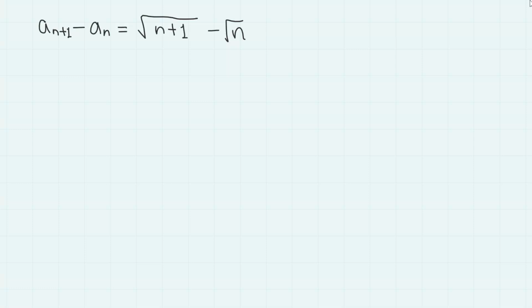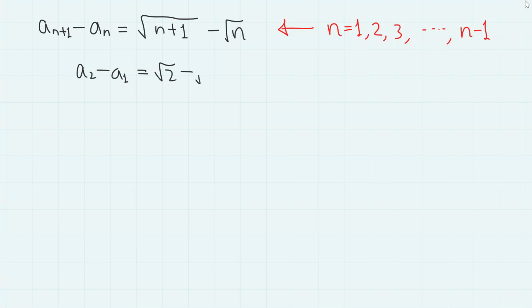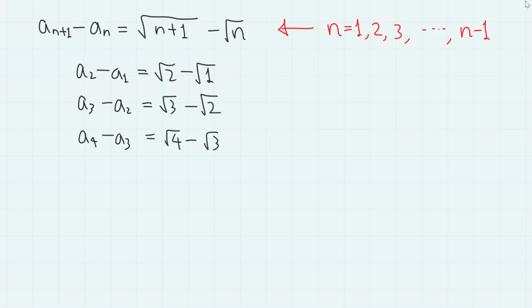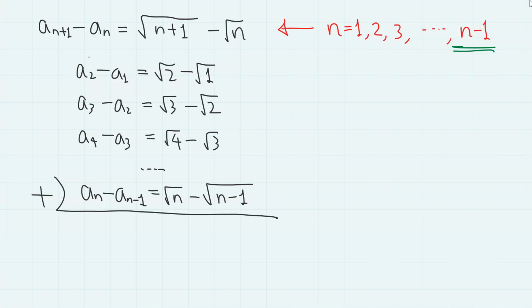So we have this, and substituting n with 1 to n minus 1, we have a2 minus a1 equals square root of 2 minus square root of 1 for n equals 1, and a3 minus a2 equals square root of 3 minus square root of 2 for n equals 2. And we have this, and so on. And for the last one, we have an minus a(n-1) equals square root of n minus square root of n minus 1. If we add them up, on the left hand side, a2 cancels out, a3 cancels out, a4 cancels out, and a(n-1) cancels out.